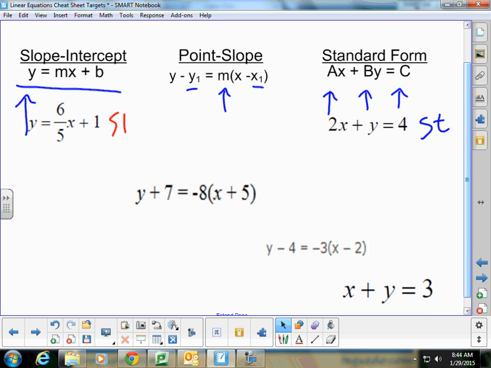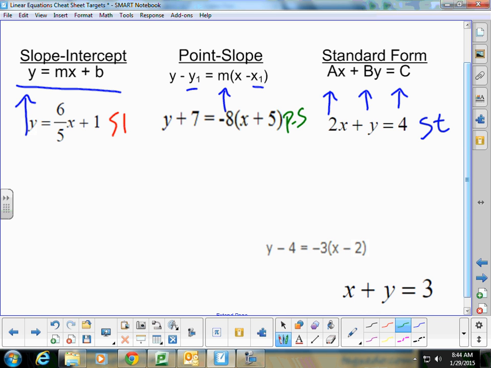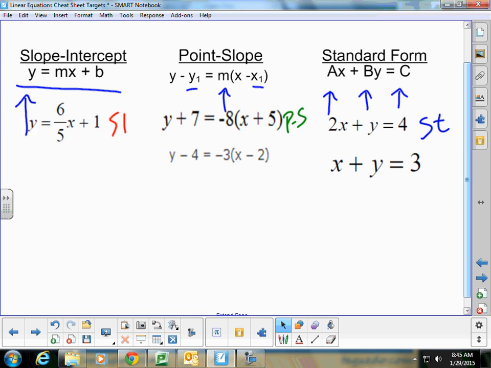y plus 7 equals negative x plus 5. That matches pretty well to point slope. You would write out the words on your test, PS. This is also point slope. And this is standard. Okay? I don't think you're doing too bad on that target.